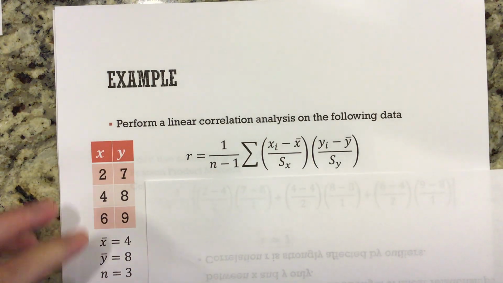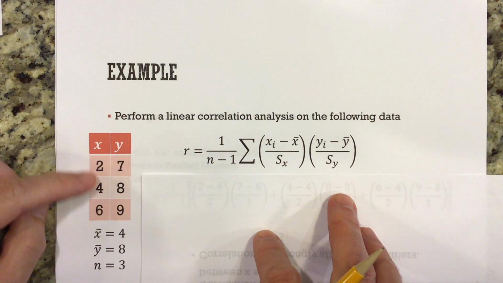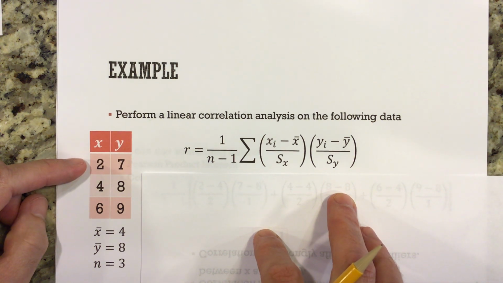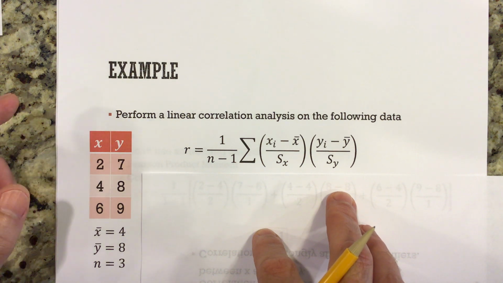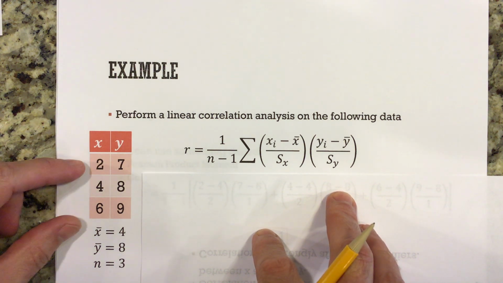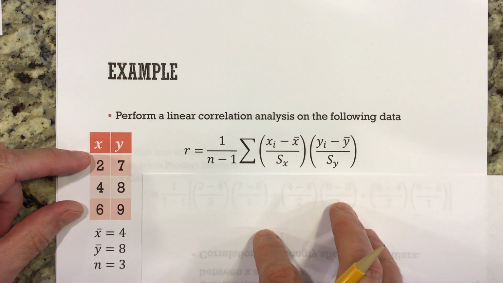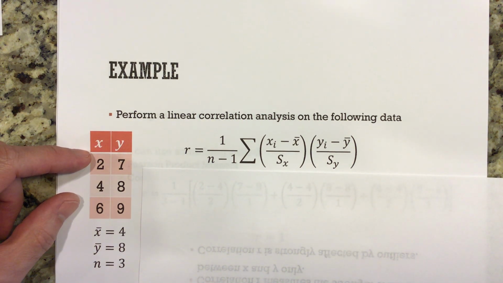Let's try an example. So here's a very simple data set, 3 points. Notice you have to have at least 3 points, or if you have 2 points, a line will go through 2 points always collinearly. So with only 2 points, you'll always get a correlation of either 1 or -1. Okay, so here's 3 points. Let's calculate their correlation by hand.